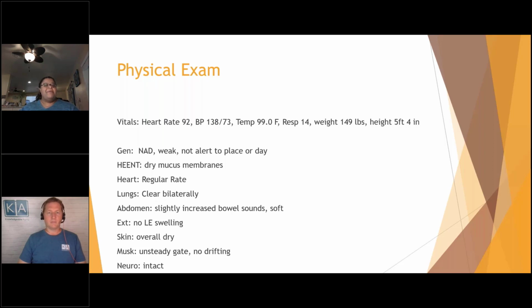She does appear to be weak, and not very alert for the place or the day of the week that it is. Her mucous membranes are dry. She has a little bit of a dry mouth, but her heart rate is normal. It's getting up there, because normal heart rate is up to 100. Her lungs sound clear. Her belly is soft. Her bowel sounds are a little bit increased, and actually that would make sense for the diarrhea. There's no lower extremity swelling. Her skin is a little bit dry, unsteady gait, and she's using that cane, but there's no drifting or other significant findings.